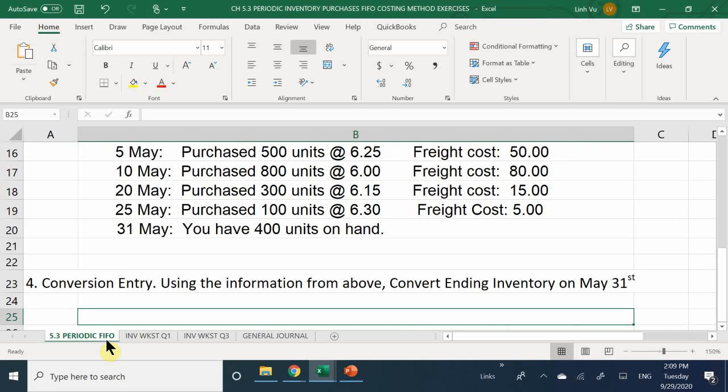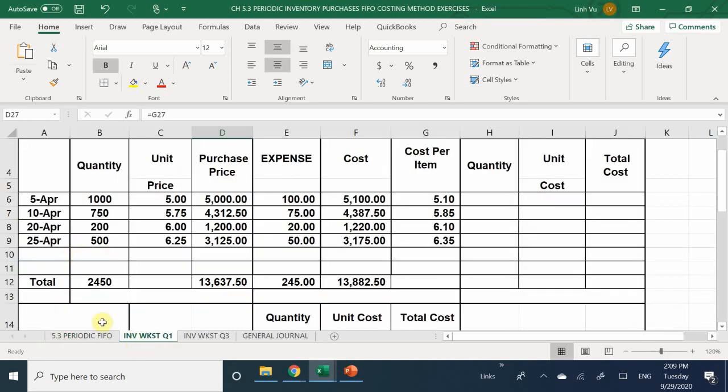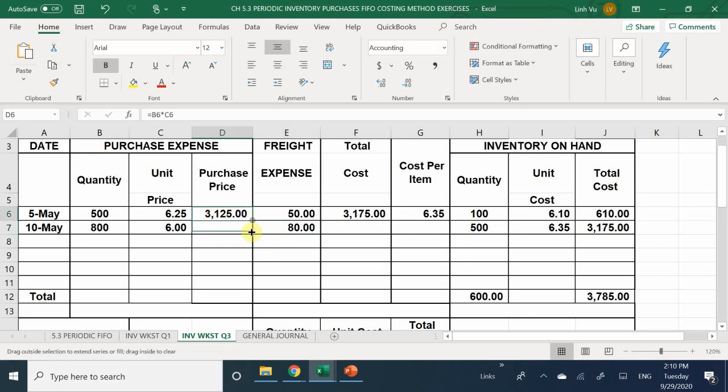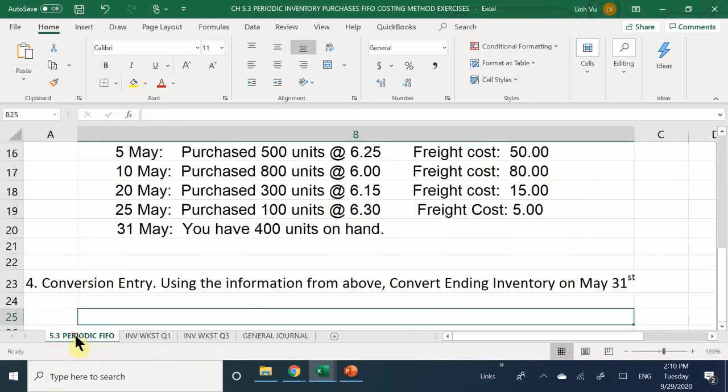Okay? Now let's go ahead and look at the second one. So what happened on May 10? On May 10th, there was a purchase of 800 units at $6 each, with freight of $80. So here, May 10, we have a purchase of 800 items at $6 even, and my freight was $80. So what's my total purchase price here? Purchase price is $4,800 even. And my total cost is going to be $4,880. And my cost per item is going to be $6.10.